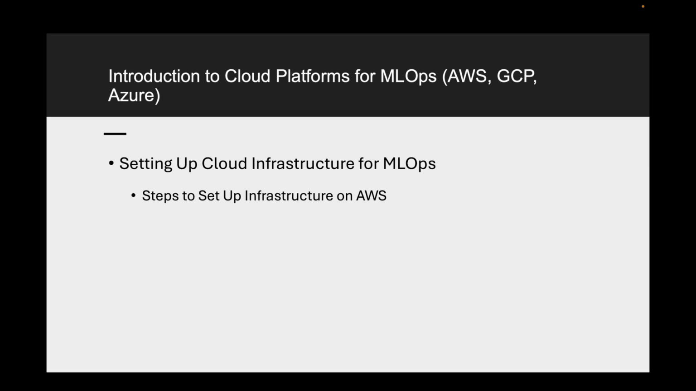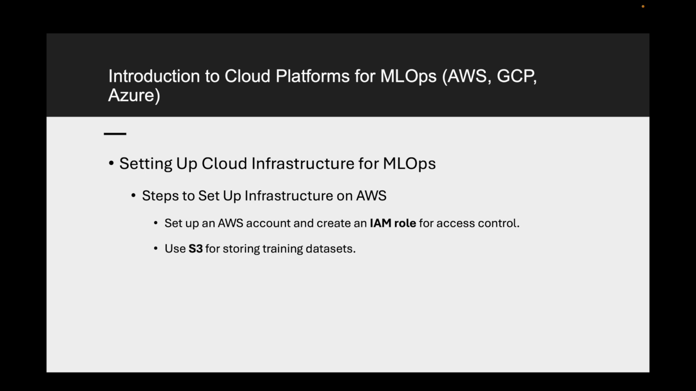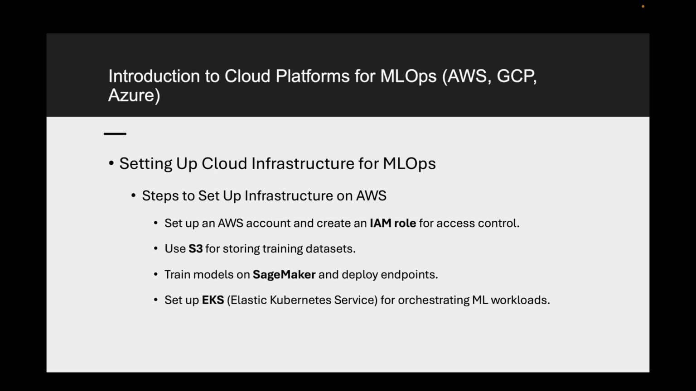Now, first, let's look at the steps to set up infrastructure on AWS. First, you have to set up an AWS account and create an IAM role for your access control. Next, you will use S3 for storing training datasets. Next, you will train models on SageMaker and deploy endpoints. Finally, set up your EKS, which is the Elastic Kubernetes Service, for orchestrating ML workloads.